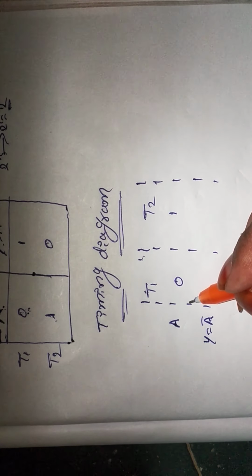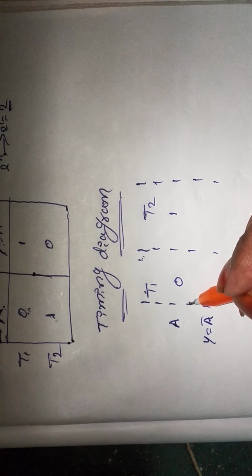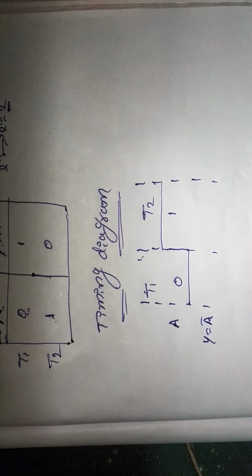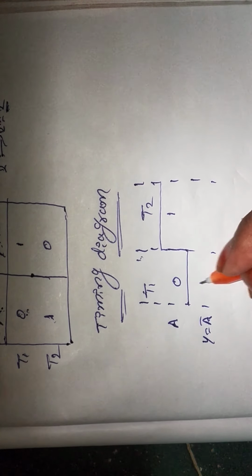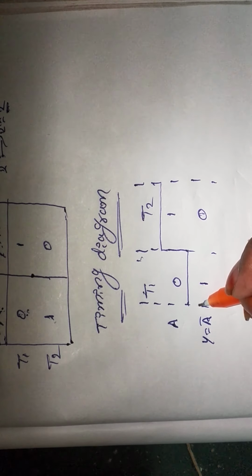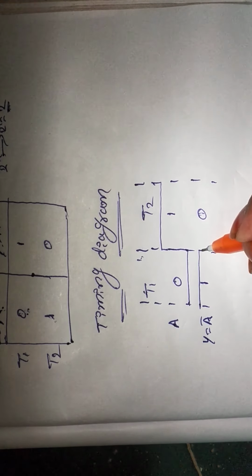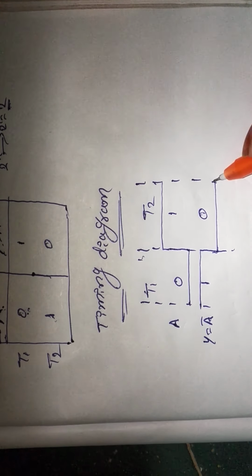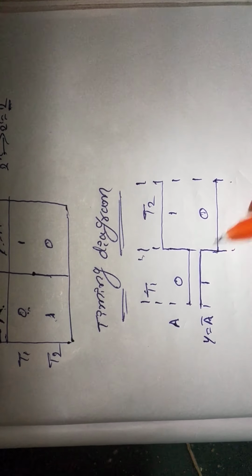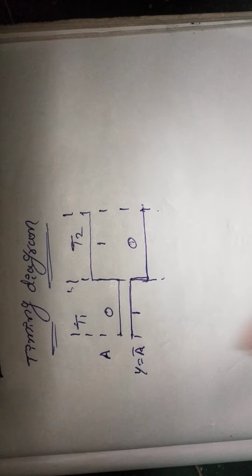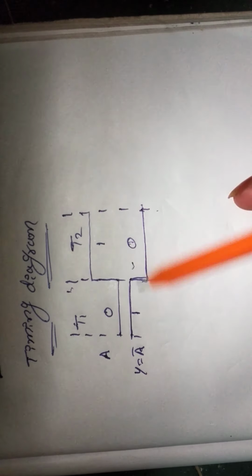The timing diagram should go from low level to high level. The complement of 0 is 1, and of 1 is 0. The output comes from high level to low level. This is the timing diagram of the NOT gate, from the above truth table.